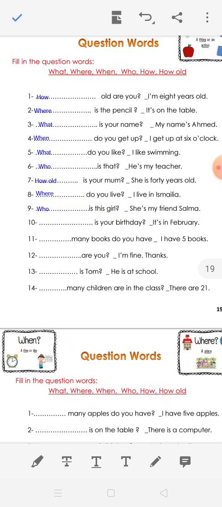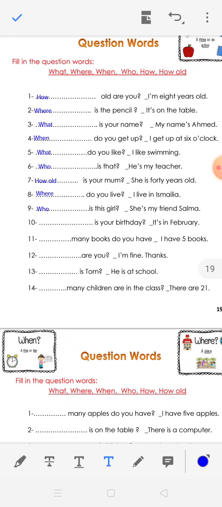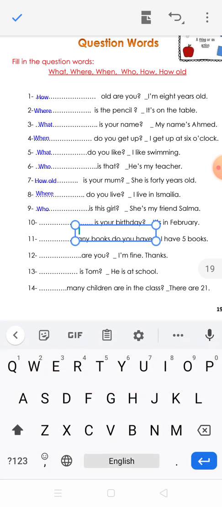Number 10. It's in February. Excellent. When? When for time or date? When is your birthday? It's in February.